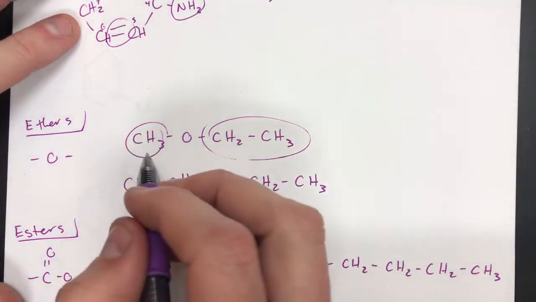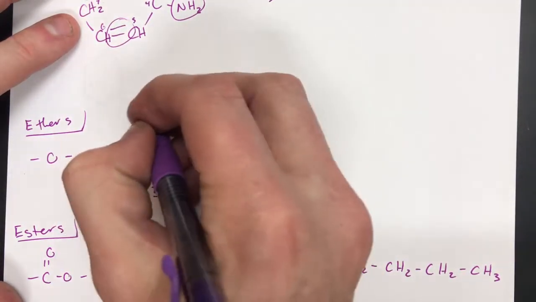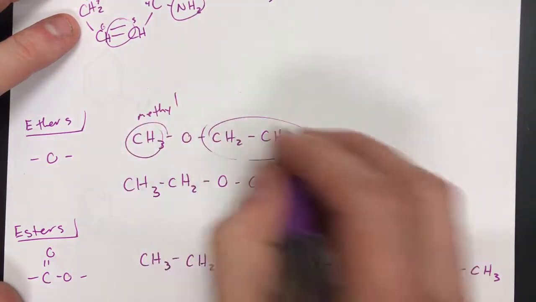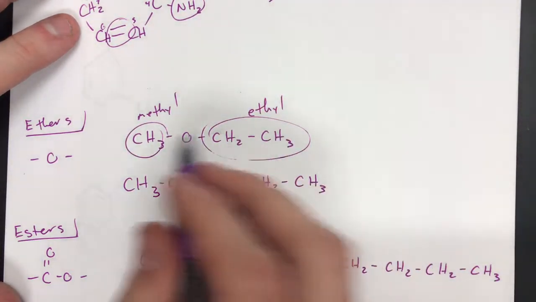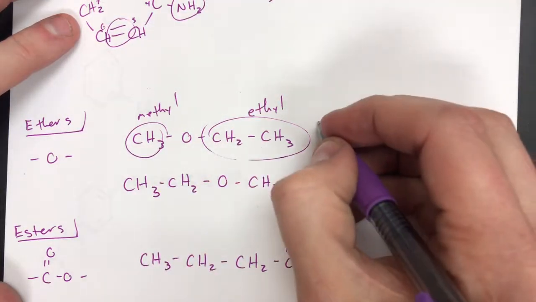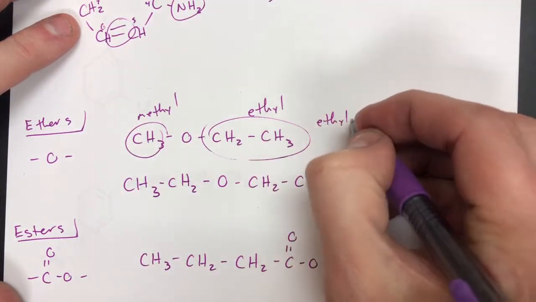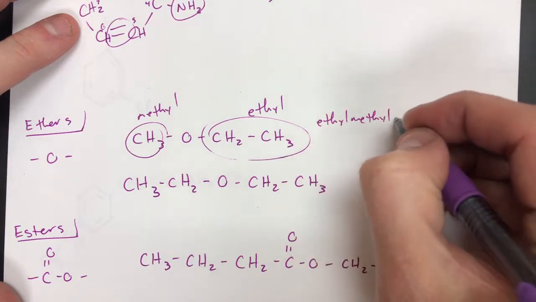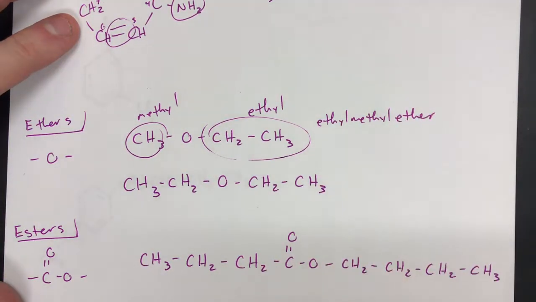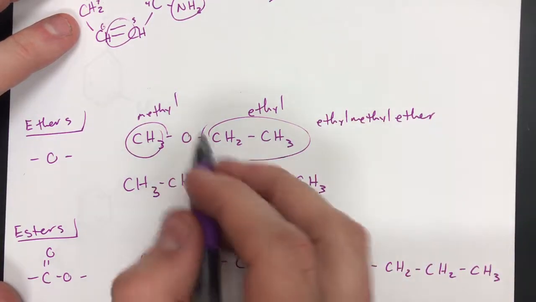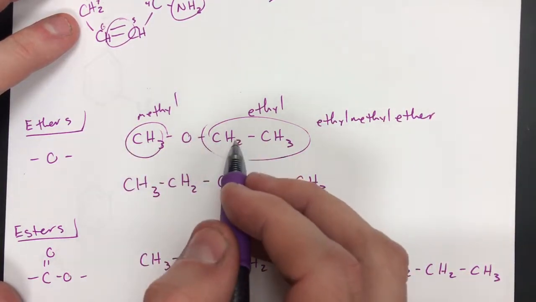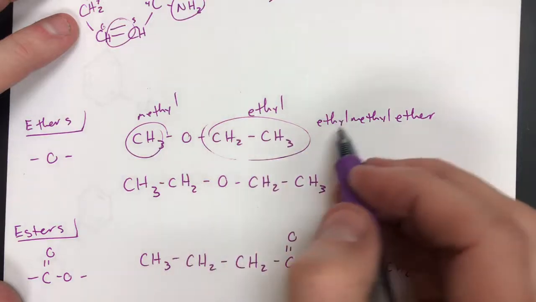So we name it for the side chains pretty much only. If this were a side chain on a larger molecule, this would be called methyl. And if this were a side chain on a larger molecule, that would be called ethyl. And so we put them in alphabetical order, and we say ethyl methyl ether. And so we don't name it for anything else. So that's the ether in the middle, and there's an ethyl group on one side, and there's a methyl group on the other. We don't name anything else.